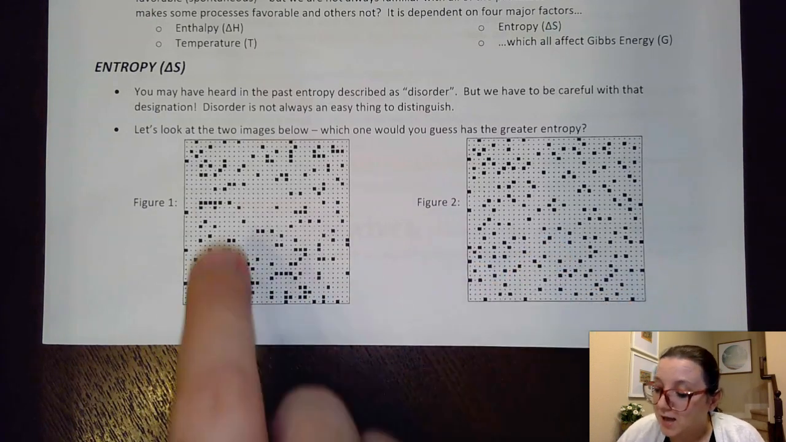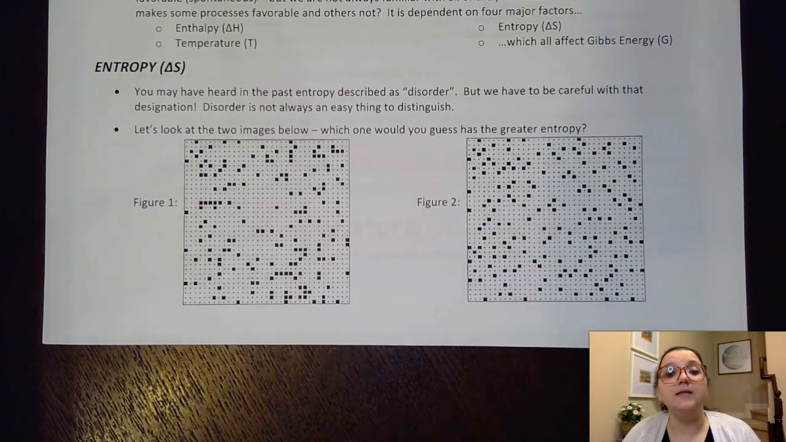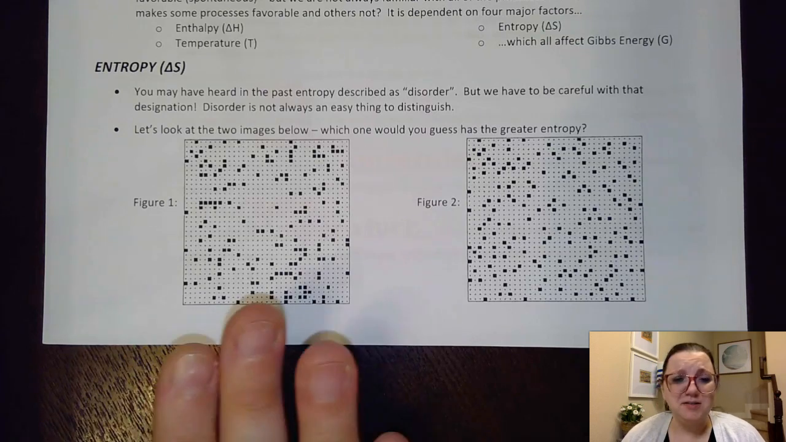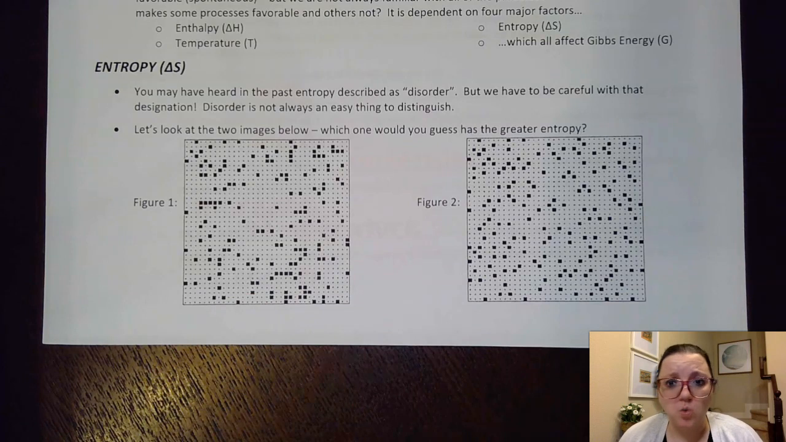both of which have these little black squares organized in a particular fashion. And my question to you is, which one would you guess has the greater entropy? Now, if I say to you, which one has the greater disorder, I don't know about you, but both of them look pretty disordered, right? It's kind of hard to tell which one has more disorder.